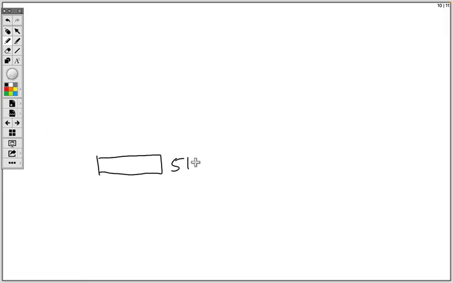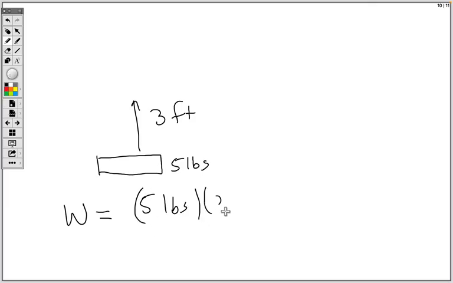So you've got your 5-pound book, and you're lifting it, let's say 3 feet off the ground. Then the work being done would be those 5 pounds times your 3 feet. That would be 15 foot-pounds. So foot-pounds is a unit of work. If you're using the other system, Newton meters, which are joules.